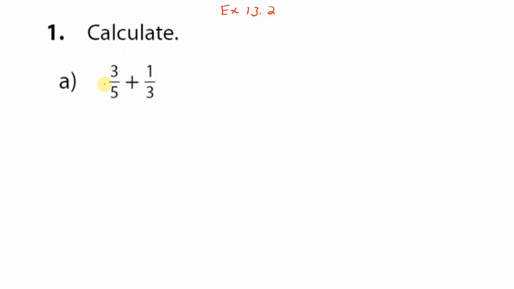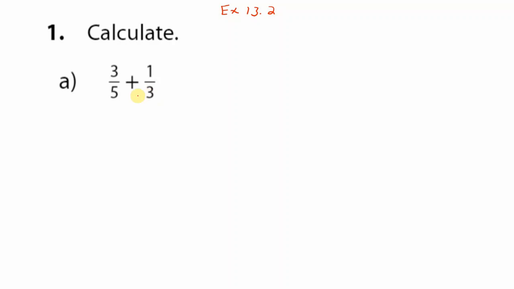For number 1a, we have to calculate 3/5 plus 1/3. Now, the strategy here is to get the denominators, or the bottom ones, the same so that we can add the tops. So we need to find a number in which both 5 and 3 can go into. Often what will always work is simply to multiply the bottom ones. Sometimes it's possible to get a better solution, but this one will always work at least.